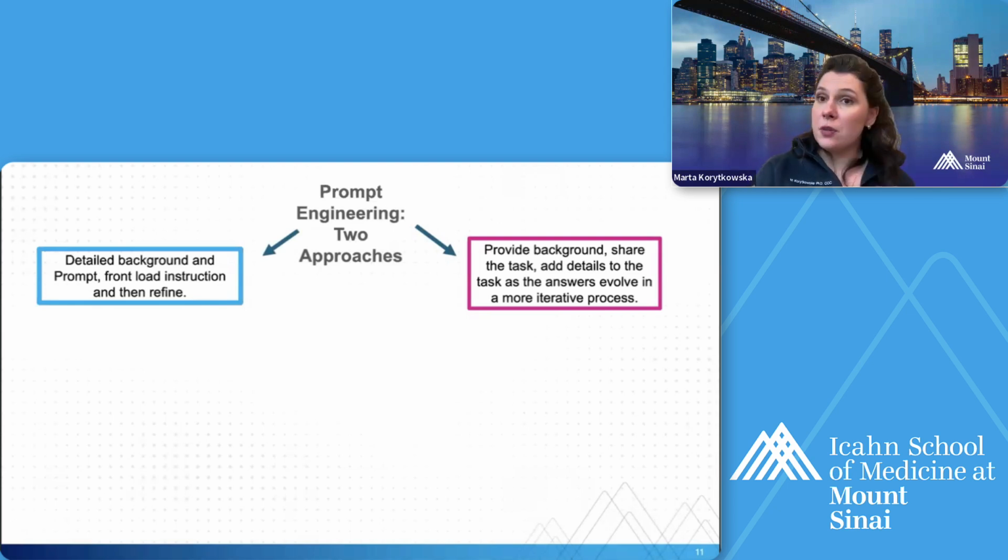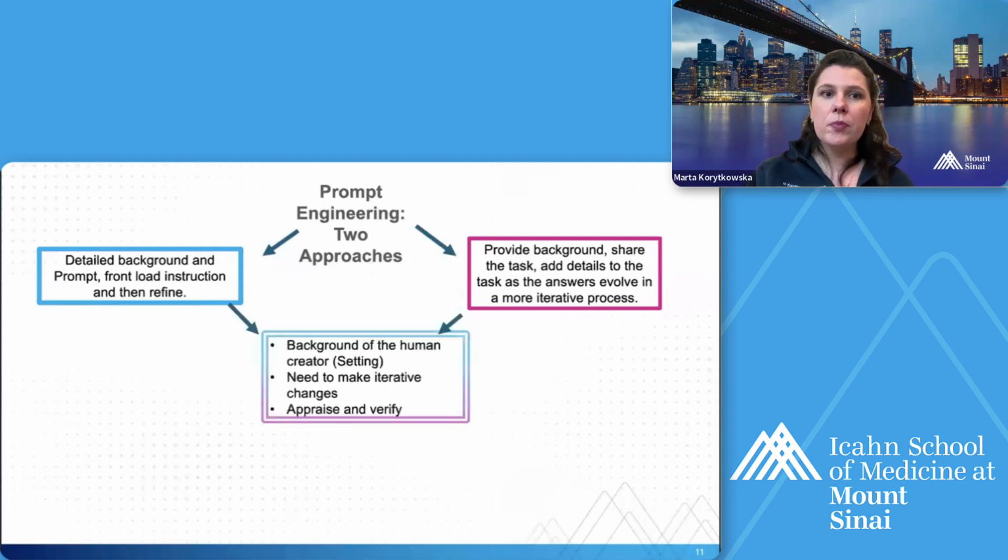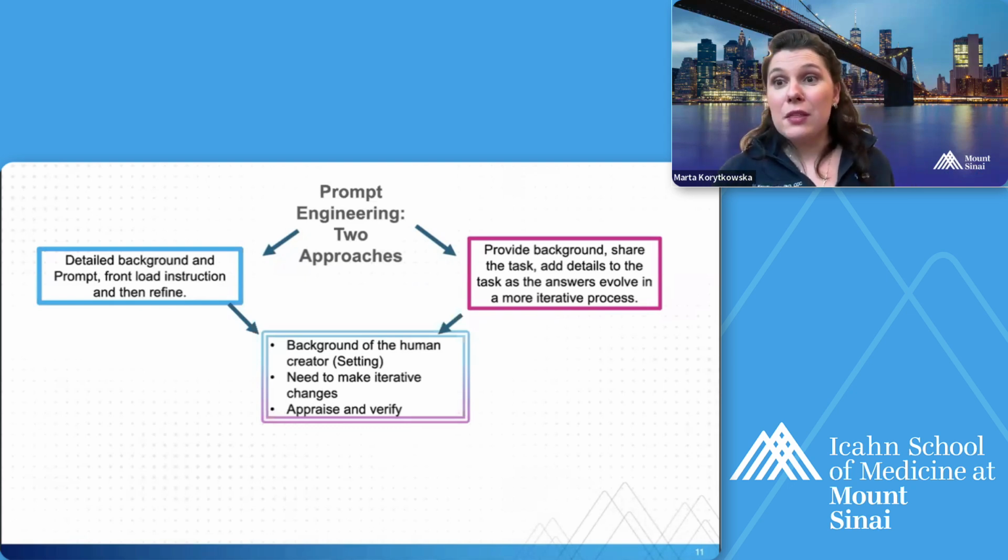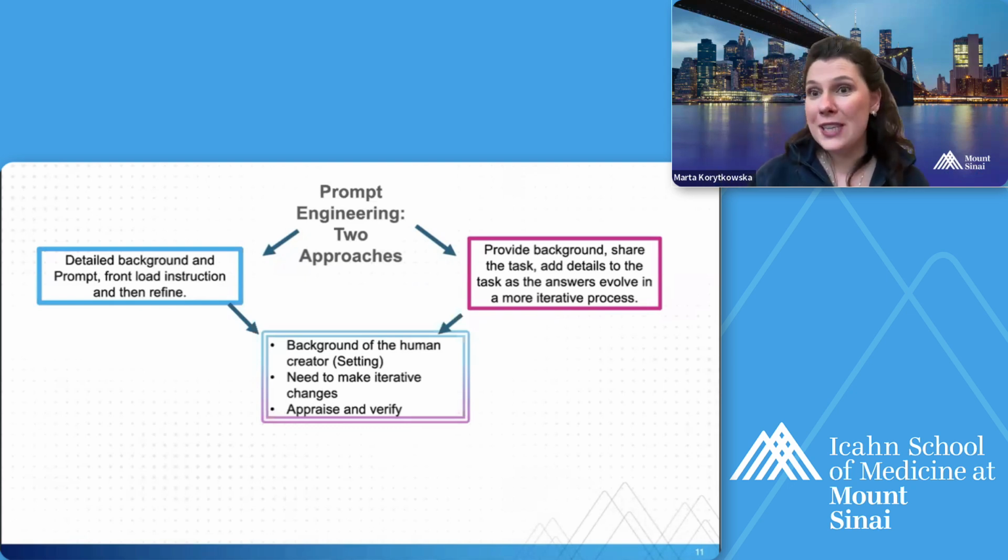You might use the first approach when you really know exactly what you want, and you might use the second approach when some of the answers will guide your next steps. No matter what approach you use, you're going to need to make sure that you use the background of the human creator, right? The setting, that you need to make iterative changes, and you need to appraise and verify because there could be some errors in that prediction.